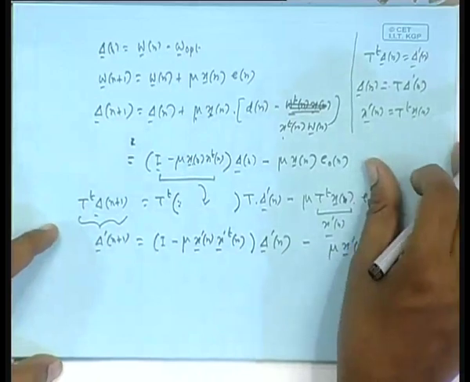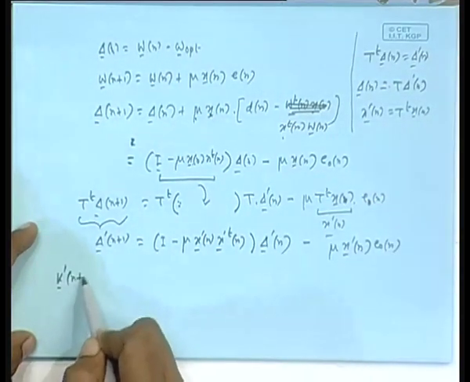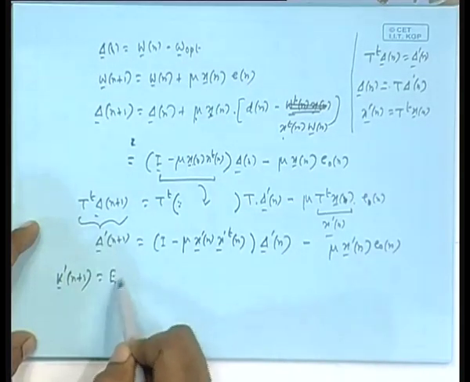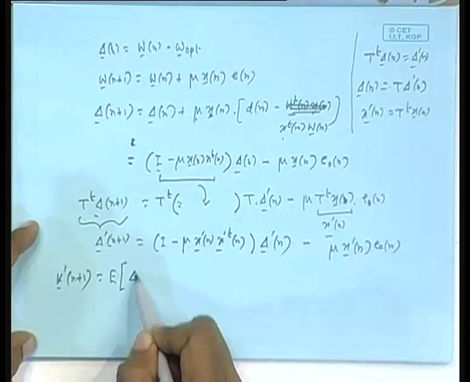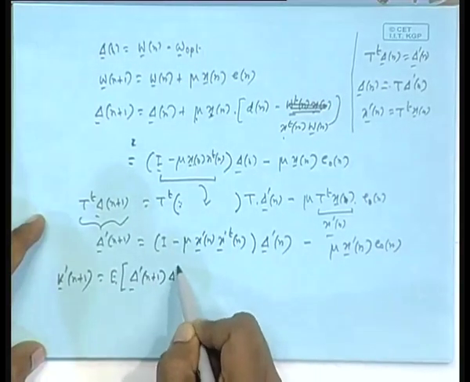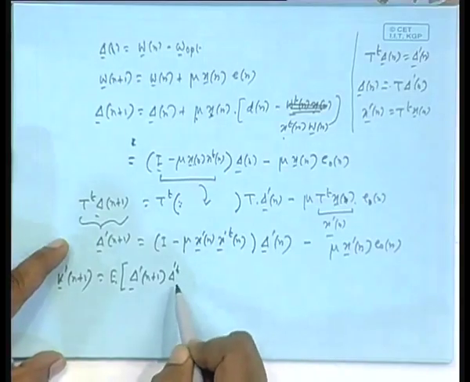I want to find out k prime n plus 1, that is the covariance of this. Mind you, this is a very lengthy analysis, very lengthy. We have not done anything here so far, but this will give you some idea about how to carry out this analysis, how to make some assumption to make life simpler. That will be a good exercise.